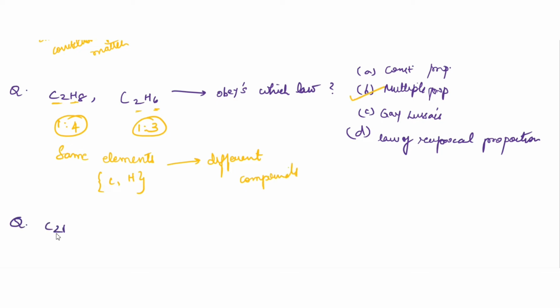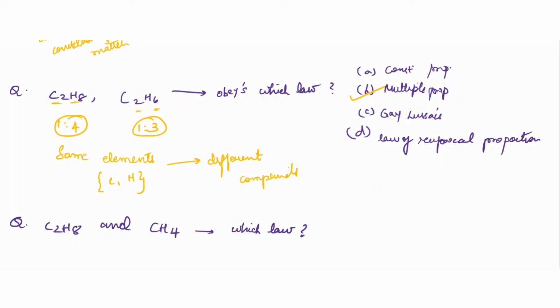Again I give you a question, C2H8 and CH4 obey which law? So again you're seeing two compounds, two elements, that is carbon and hydrogen. They have formed two different compounds, isn't it?